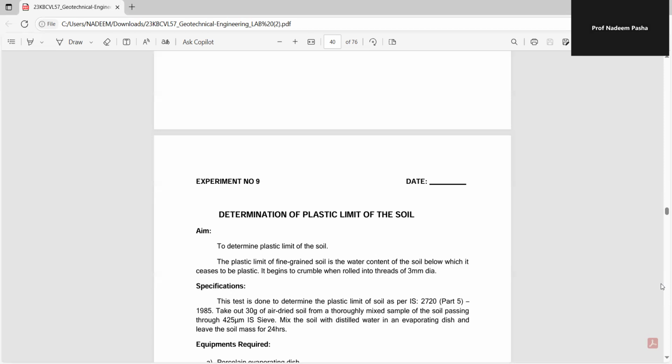So what is the specification used? This test is done to determine the plastic limit of soil as per IS 2720 part 5 1985. Take out 30 gram of air-dried soil from a thoroughly mixed sample of the soil passing through 425 micron IS sieve. Mix the soil with distilled water in an evaporating dish and leave the soil mass for 24 hours.